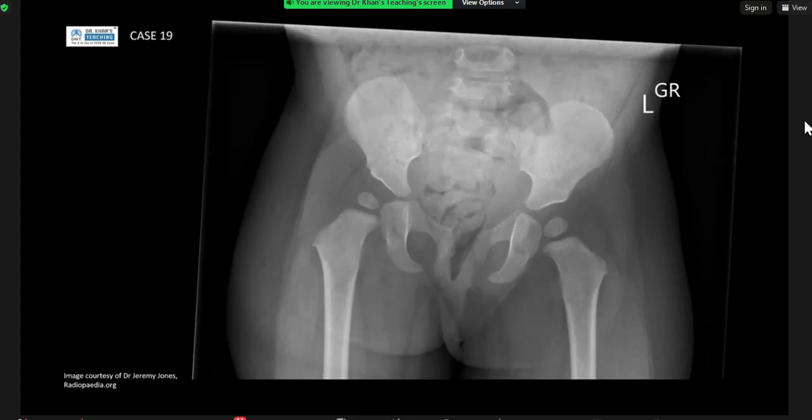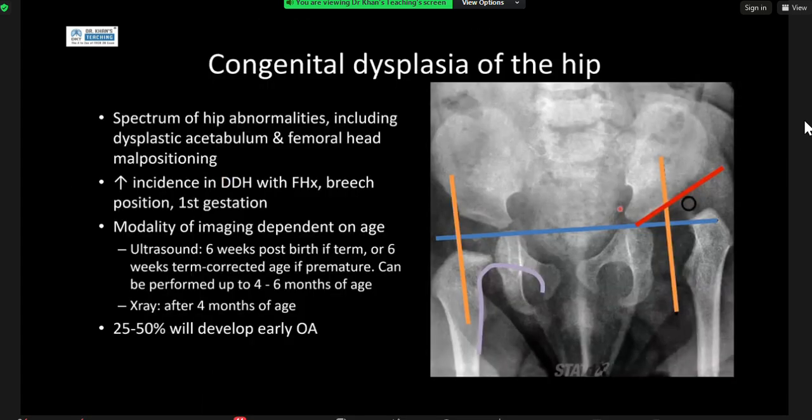Okay. So the next slide shows you all the key features, and now you've got a left-sided DDH because this femoral head should be in here. Okay, so my history wasn't the best, because essentially if she had breech presentation, if she had family history, if she was firstborn, these are key risk factors of highly suspicious of DDH, and all of them are in the NICE guidelines, neonatal hip screening guidelines.